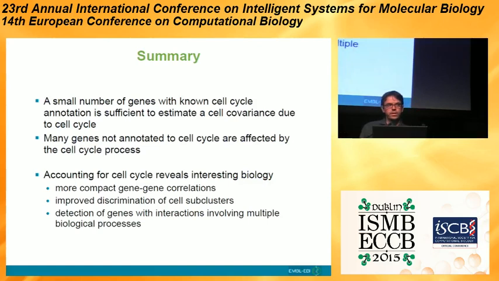Now, if you account for the cell cycle covariance, we can actually uncover new biological processes. One of these applications is more compact gene-gene correlations. We can look at cell subclusters, and we can detect interactions between genes. And this would be very interesting if we get other omics layers, such as methylation, that I showed you as an example.